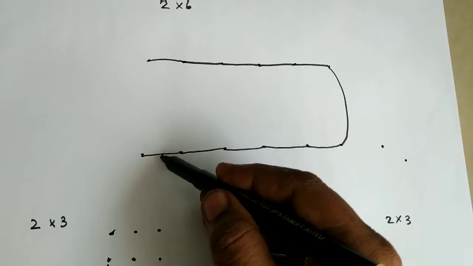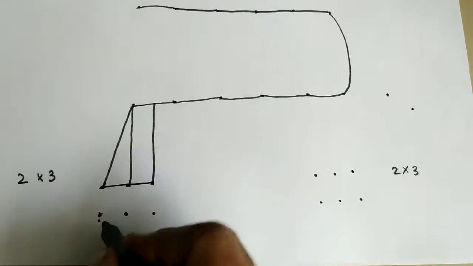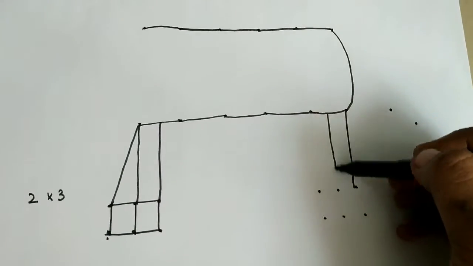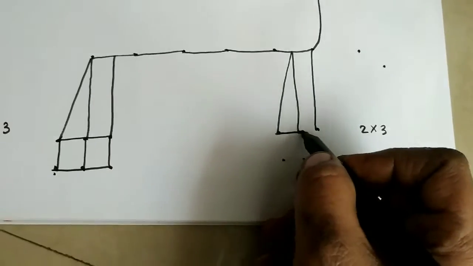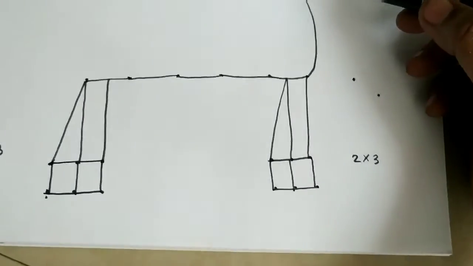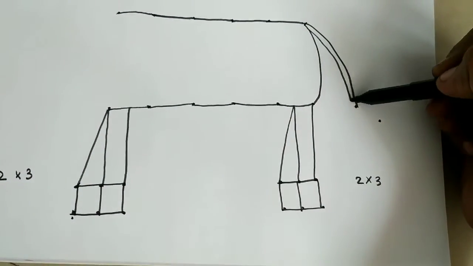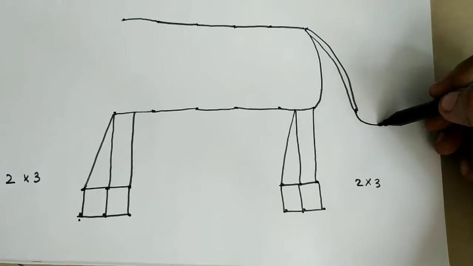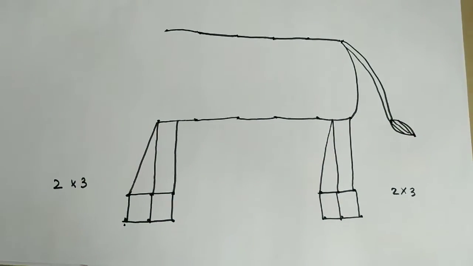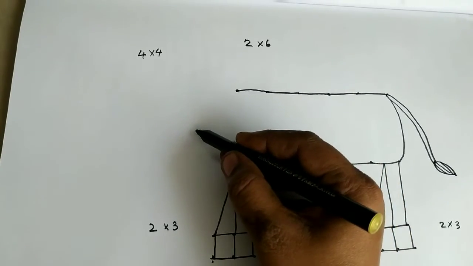Just connect it as shown. Just connect as shown. And this is for the tail. 2 closed outer curves. Yeah, it's done. So the body part is done. Now we'll connect the head part at this position.